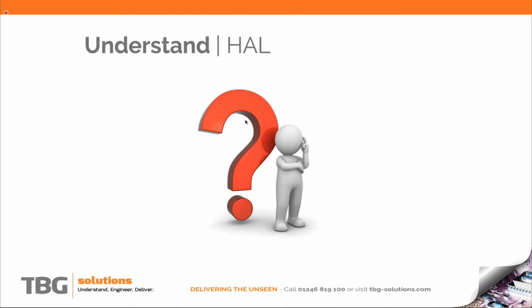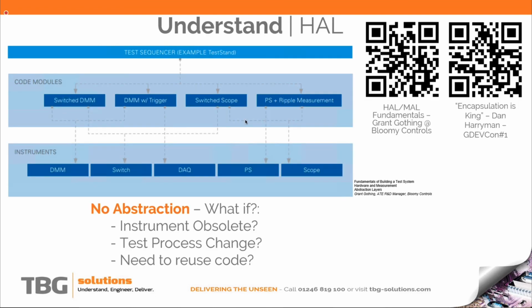So, okay, hardware abstraction. You're going to see a lot of these blue images. These are taken from, in my opinion, probably one of the best white papers that's ever been put together from a National Instruments perspective in terms of technical content. It's an NI and partner white paper. Bloomy Controls is the partner, Grant Gothin specifically, from their R&D department. It's called Fundamentals of Building a Test System, Hardware and Measurement Abstraction Layer.